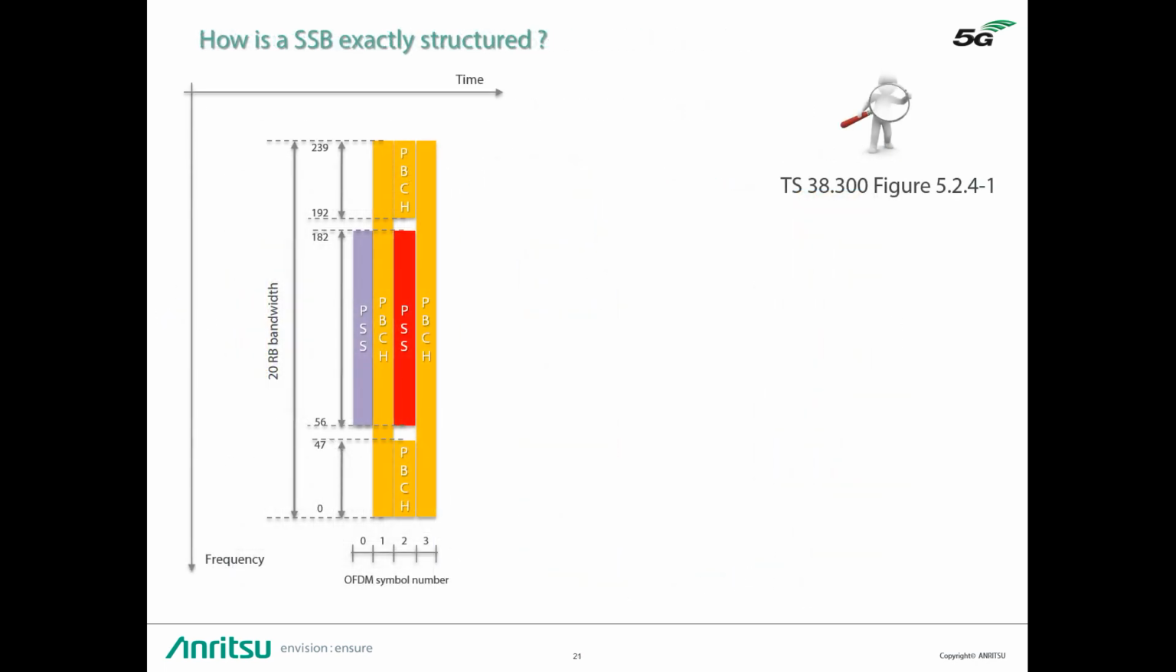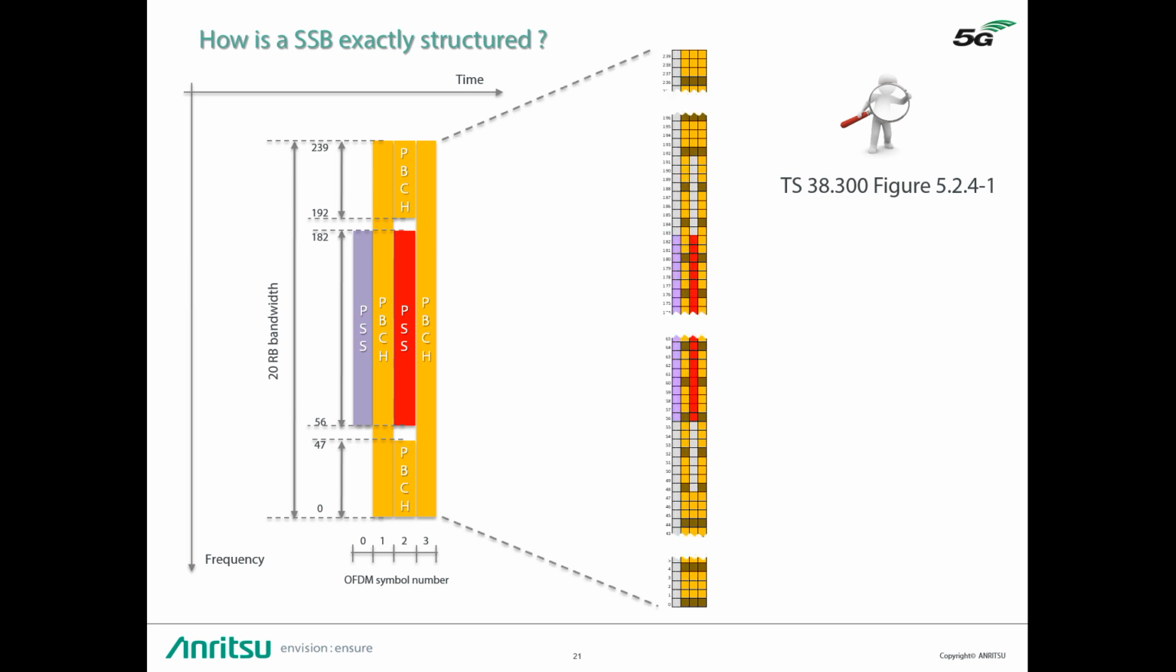This 3GPP figure shows the frequency versus time structure of the synchronization signal and the PBCH block. The synchronization signals in the SSB consist of primary and secondary synchronization signals, also called PSS and SSS, each of them occupying 1 symbol and 127 subcarriers, and the PBCH spanning across 3 OFDM symbols and 240 subcarriers.